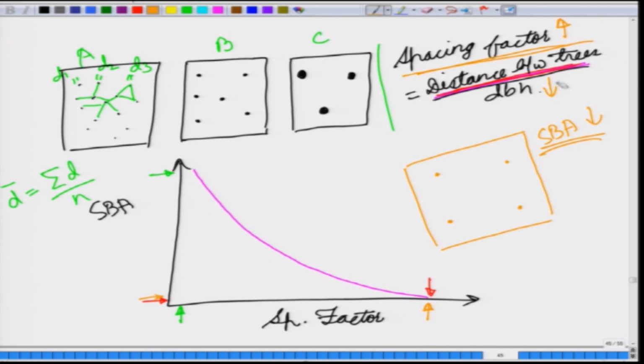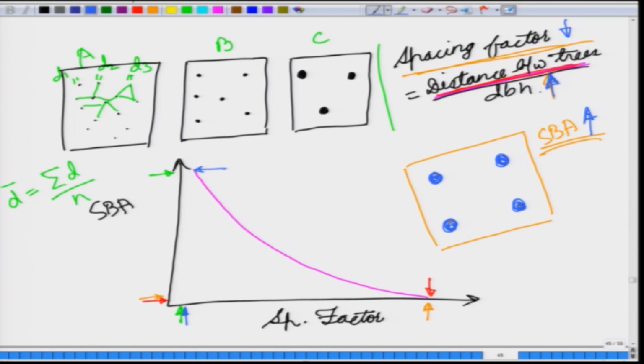On the other hand, if these trees are of a larger diameter, so you have a greater DBH, let us use another color. So, you have a larger DBH with the same distance. Essentially, in place of these small trees, now you have large, fatty trees. In this case the DBH is more, which means that the spacing factor is less, but the stand basal area is more. This is the kind of relationship that we see.